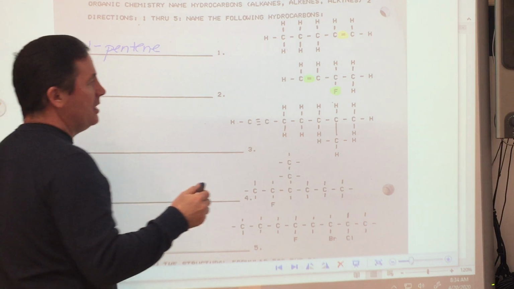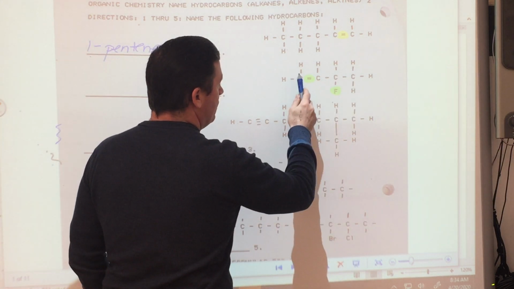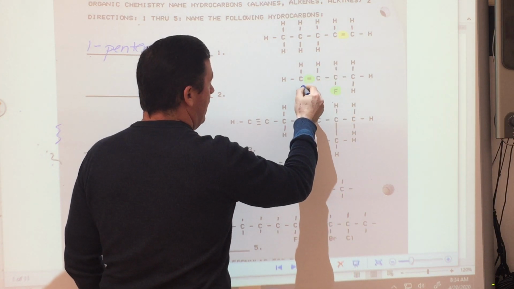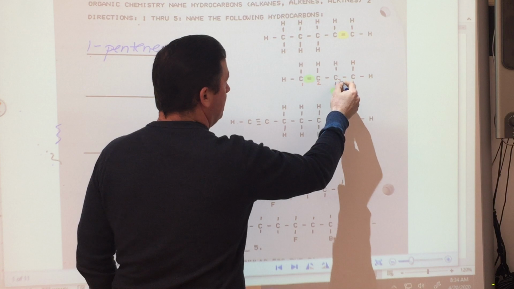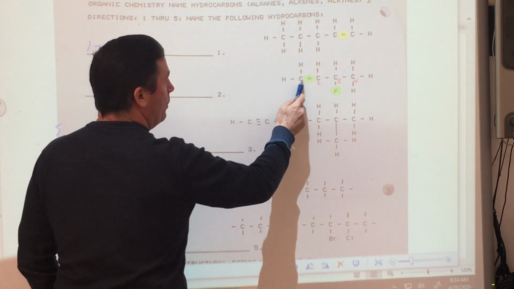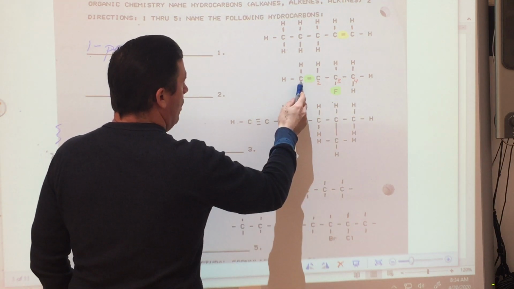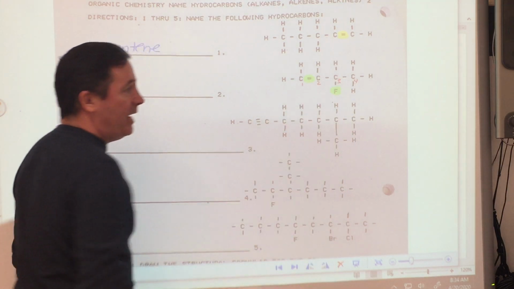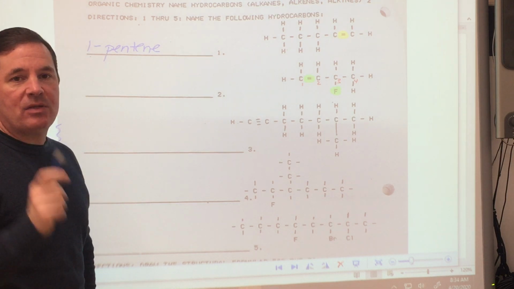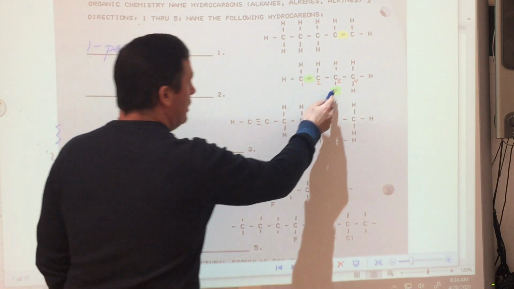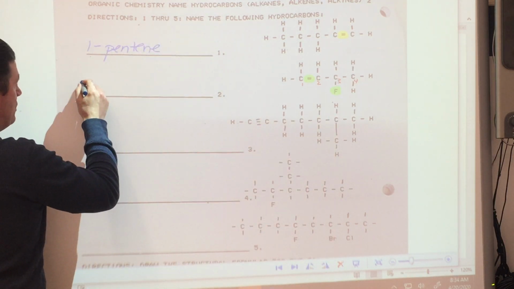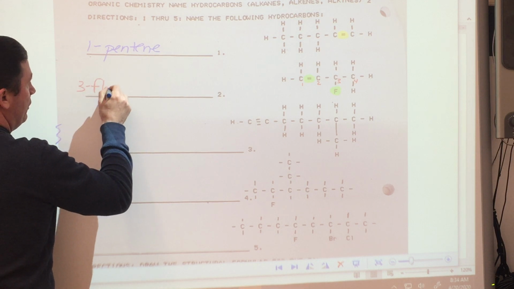Next, how do I number these? Do I number from right to left or left to right? Well, what I just told you up there is if you have a double bond, that has to be at the lowest number. So I have to start here at 1, then 1, 2, 3, 4. So when I'm naming it, I know it's a lot of rules and gets confusing. When I'm naming it, I name my substituent group first. So here's my substituent group, and I have to name the carbon to which it is bonded. So this is 3-fluoro.